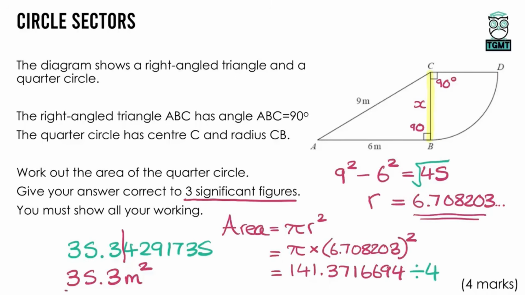Of course, the dotted line on your exam might say metre squared on it, but do check. If it doesn't, you are going to get a mark for writing the correct units. But there we go, there was a question looking at Pythagoras to find the radius, and then using area of a circle with a circle sector as well, so having to divide our answer by 4.